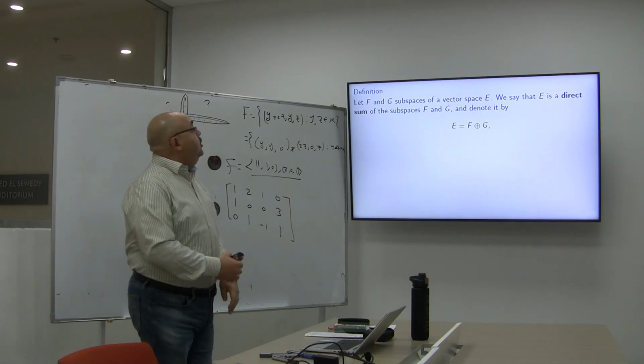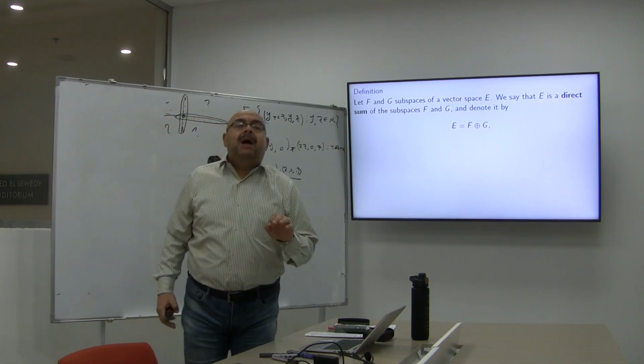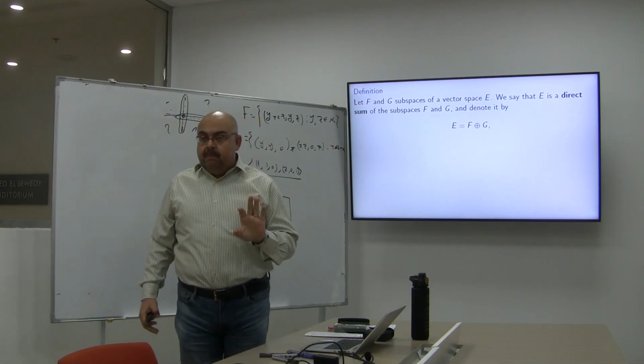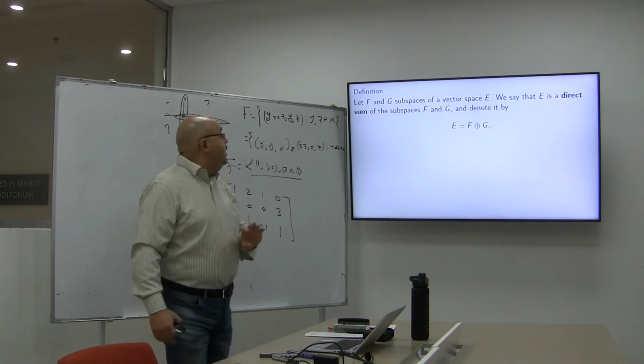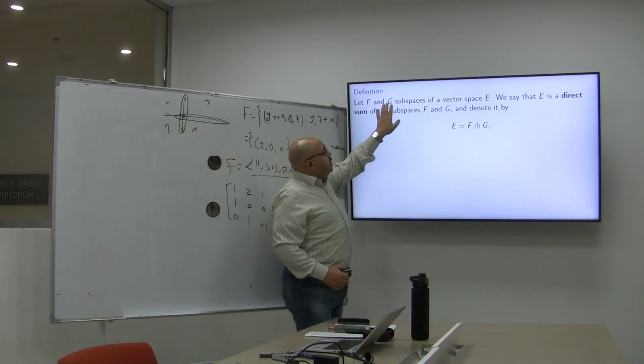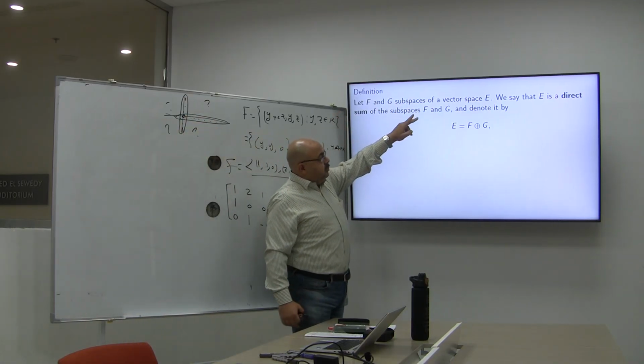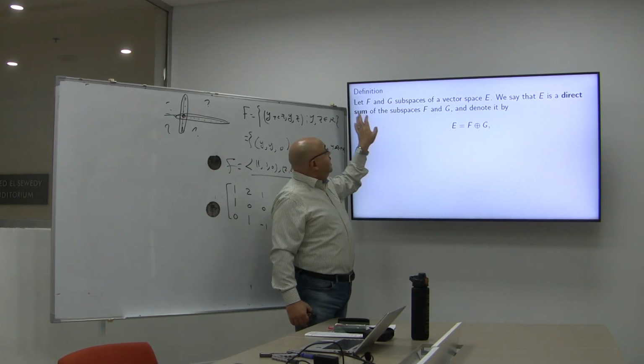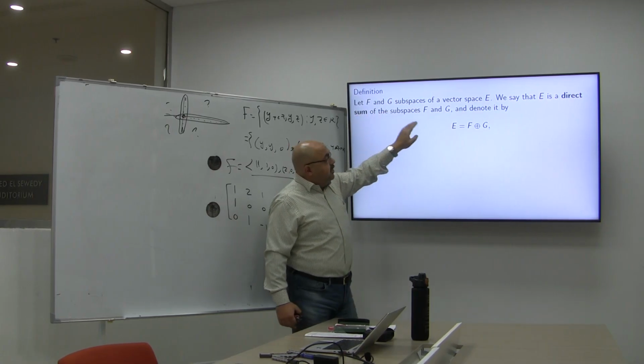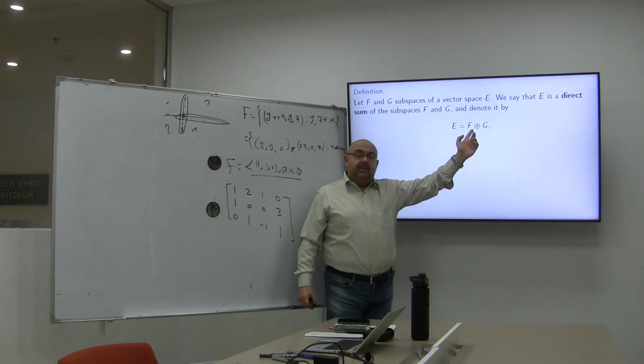Okay, here we are going to talk about the direct sum. The direct sum of vector spaces. Let F and G be subvector spaces of a vector space E. We say that E is a direct sum of the subvector spaces F and G, and we denote it by this symbol. This is the symbolization of the direct sum.